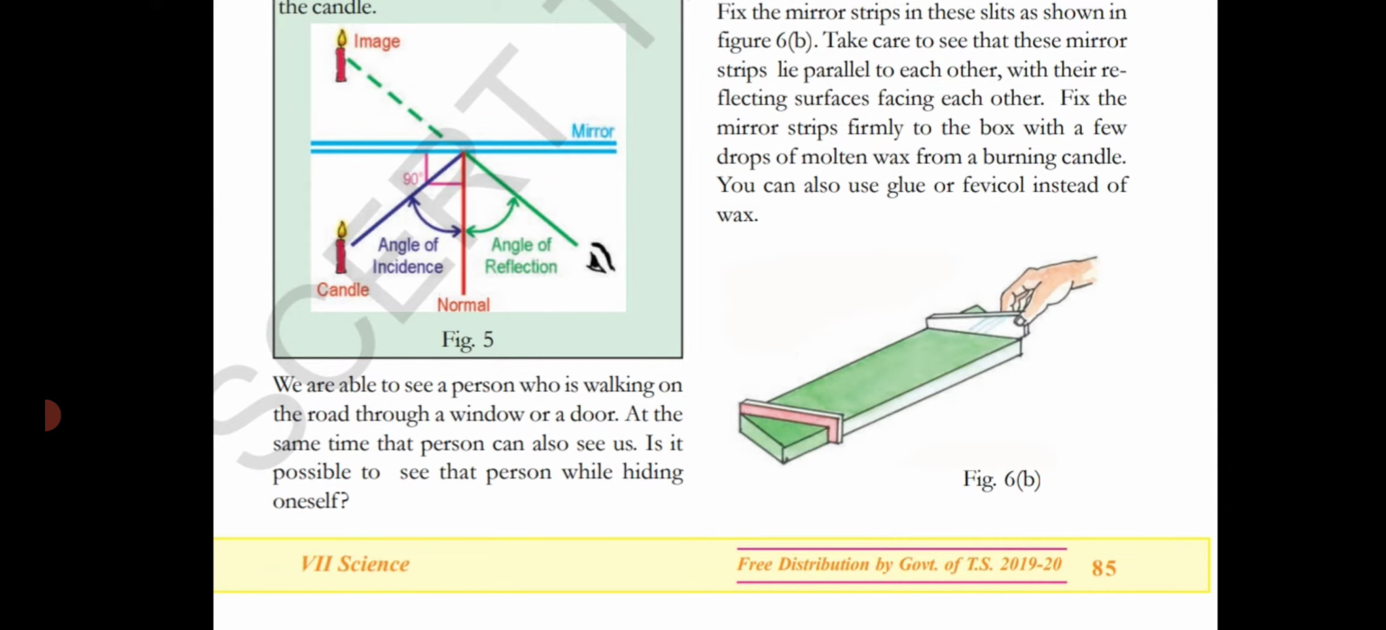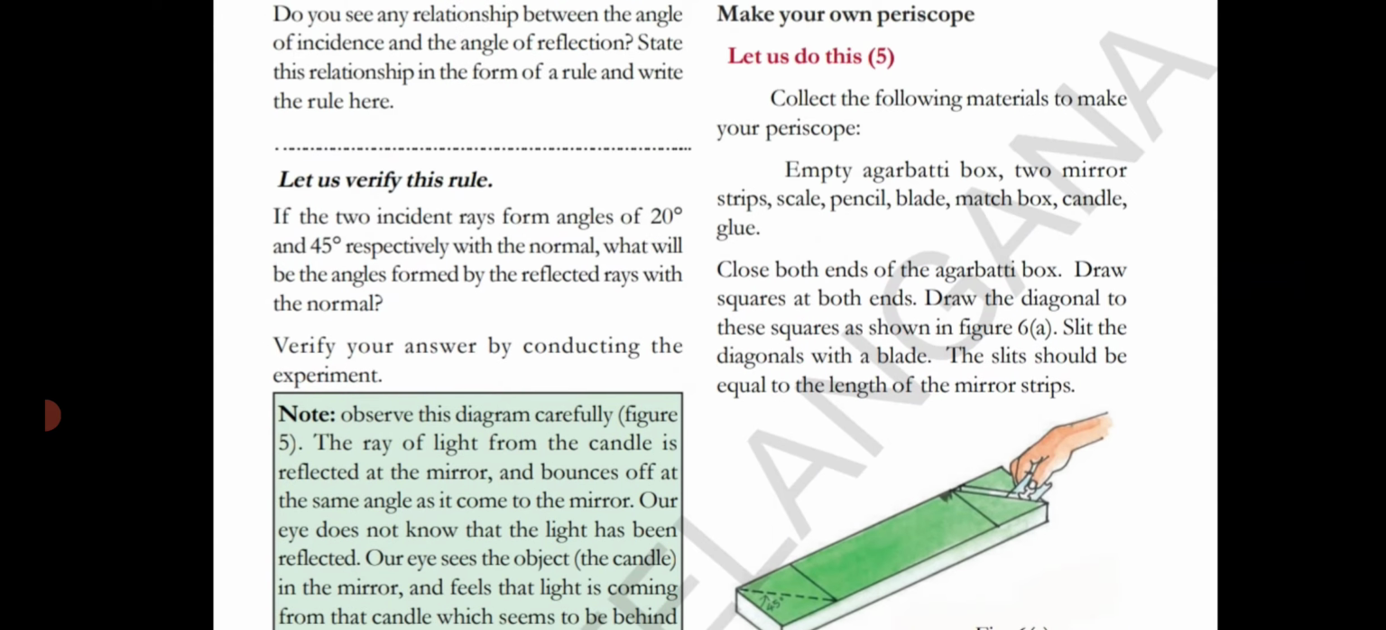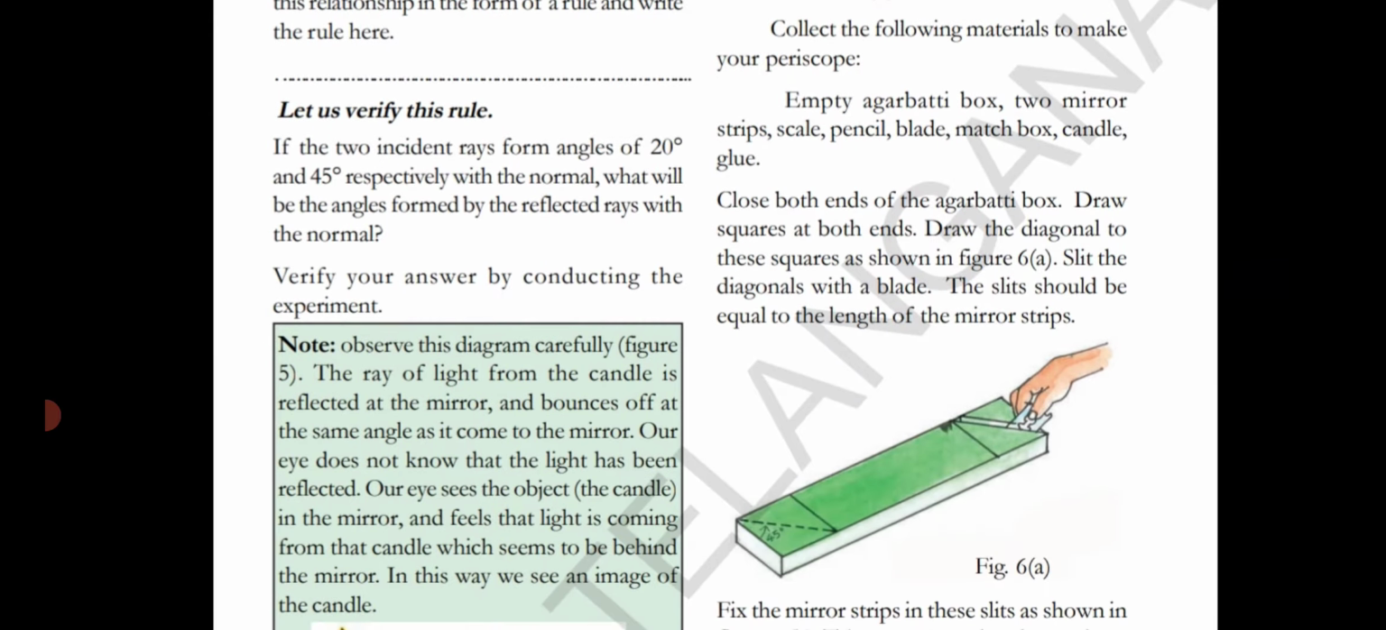We are able to see a person who is walking on the road through a window or a door. At the same time, that person can also see us. It is possible to see that person while hiding oneself. This is about reflection of light.